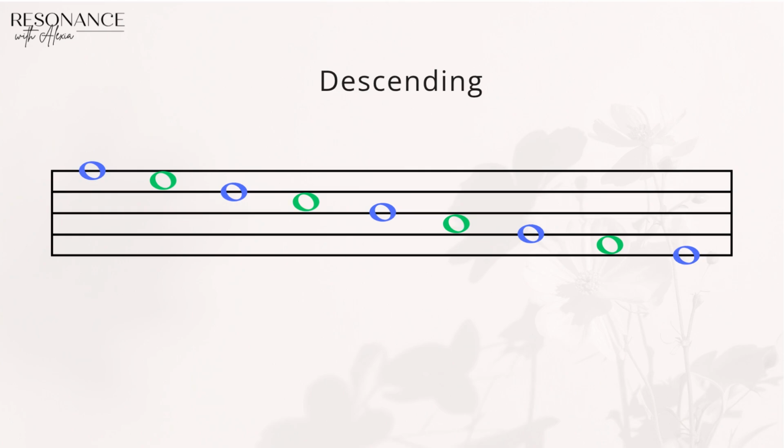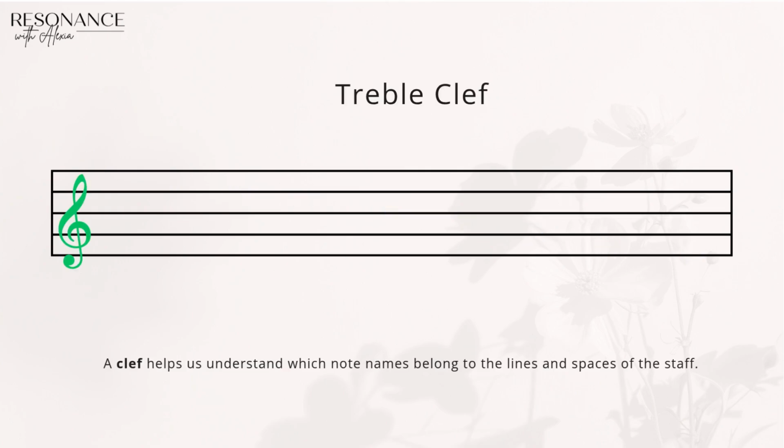Now, before we can begin naming the notes, we need one more important symbol, which is known as the clef. This is a treble clef. The treble clef is probably one of the most popular musical symbols that you see. Now, the purpose of a clef is to give meaning to the lines and spaces of the staff by showing us which note names belong in each position.